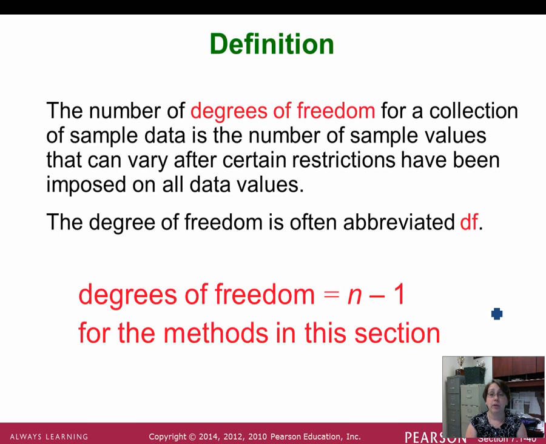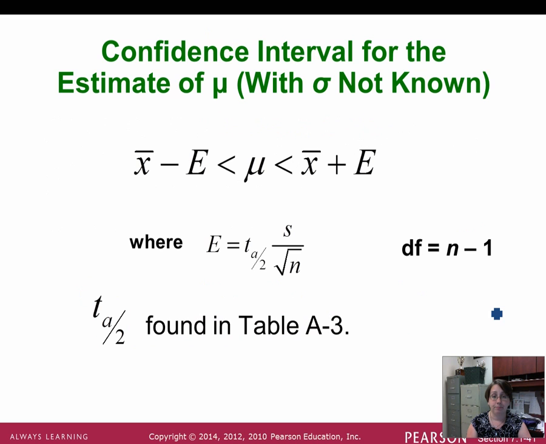The number of degrees of freedom for a collection of sample data is the number of sample values that can vary after certain restrictions have been imposed on all data. If you want to learn what that means, you can take another stat class and they will cover it in detail. There's actually other forms of degrees of freedom out there. We're going to just do one. Ours is going to be n minus 1 degrees of freedom. So n minus 1 means the sample size and subtract 1 from it. That's all. So it's your sample size minus 1.